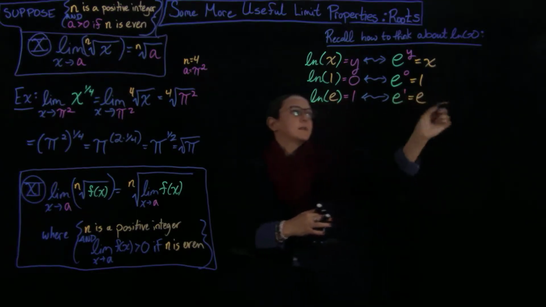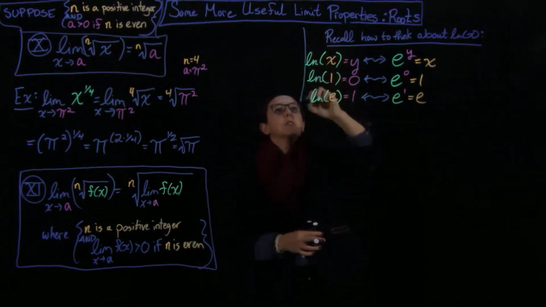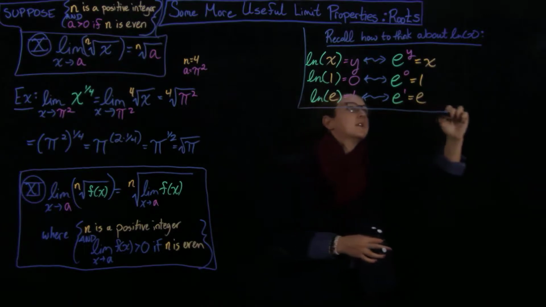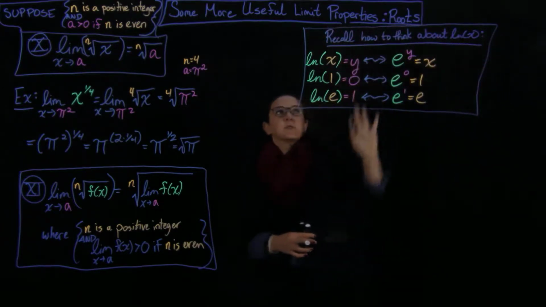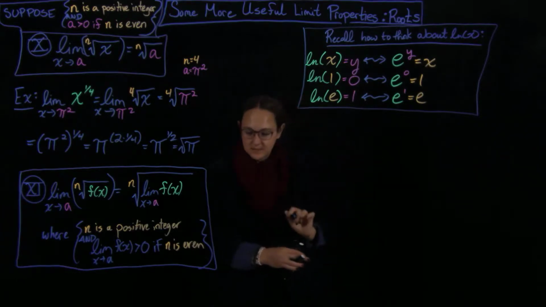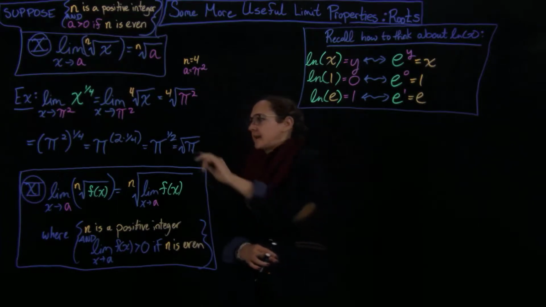Right? Anything to the 1 equals itself. Okay, so these are kind of useful when you're trying to think about natural logarithms, to think through what its relationship with the exponential function is going to tell you, because you're often going to need to use that. So here we go. Let's look at an example for this property.